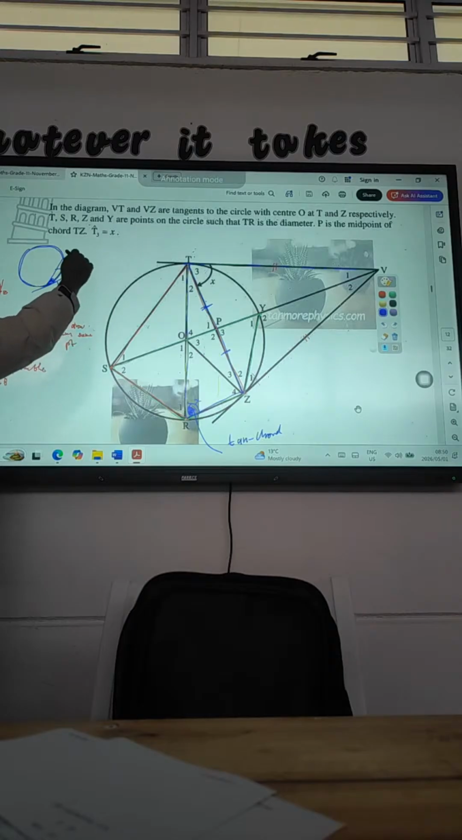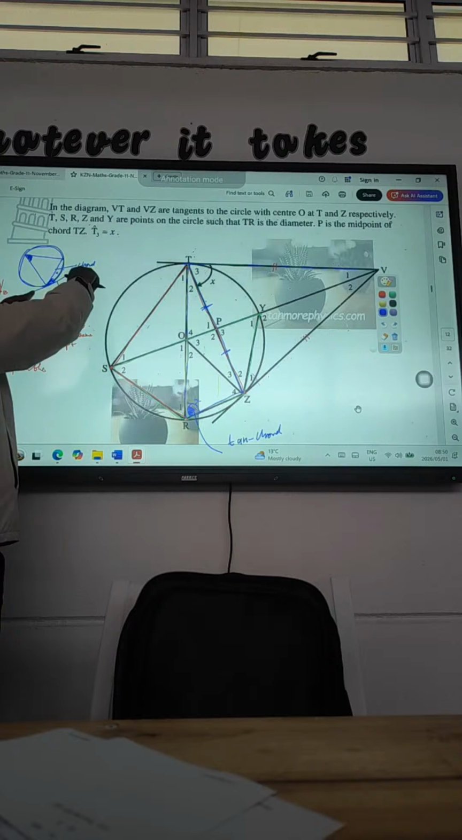Tangent, chord. And then this chord is subtending an angle, but that angle must be in the alternate segment. It must not be on the same segment as the angle subtended by the chord and the tangent. So it must be in the alternate segment. Hence, we are saying this will be equal to that. Our tangent-chord theorem. Next.